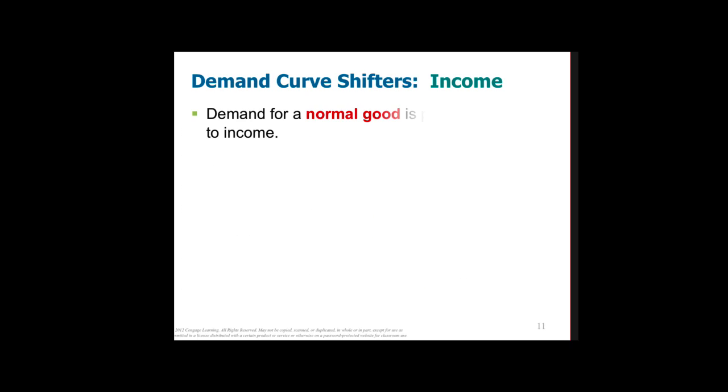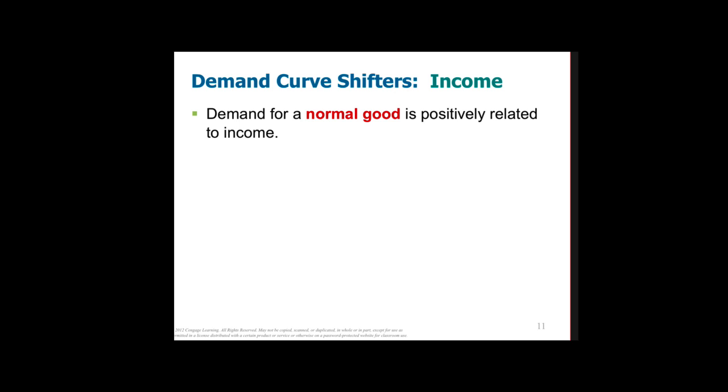Another. Set my marker down. Where did I set my marker down? Okay, the shorthand for this one is change in consumer income. Why is it important that we say consumer income? Because producer income doesn't change demand. So a change in consumer income.